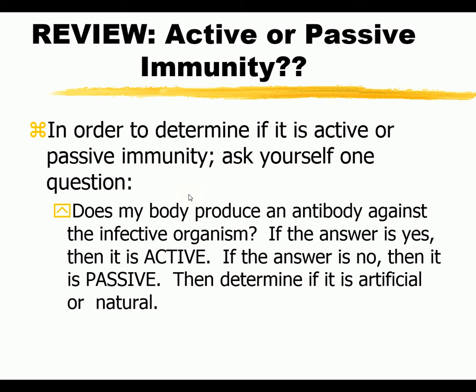In order to determine if someone has active or passive immunity, you need to ask yourself this question. Does my body produce an antibody against the infective organism? If the answer is yes, then it is active. In other words, I came into contact with measles, let's say, okay? And if I came into contact with measles and I actually developed my own antibodies in my body to that, then that was active. If it was given to me through passive immunity, like through my mother, mother to infant, then that's passive because I didn't develop any antibodies to it. It was passively given to me, okay? My body didn't have to do anything except accept it. Whereas with active, I actively develop antibodies.